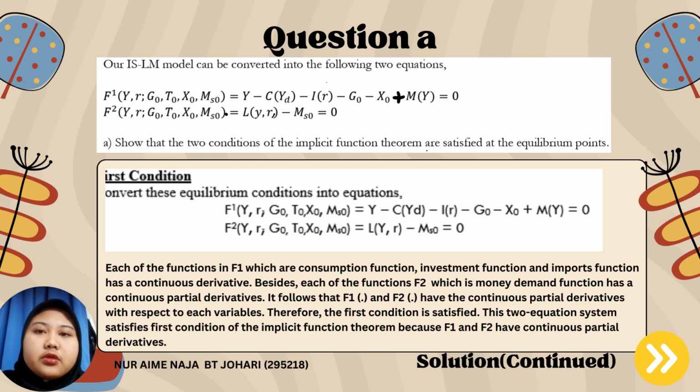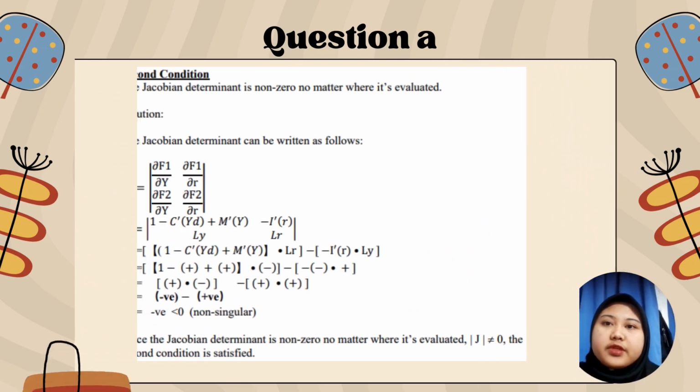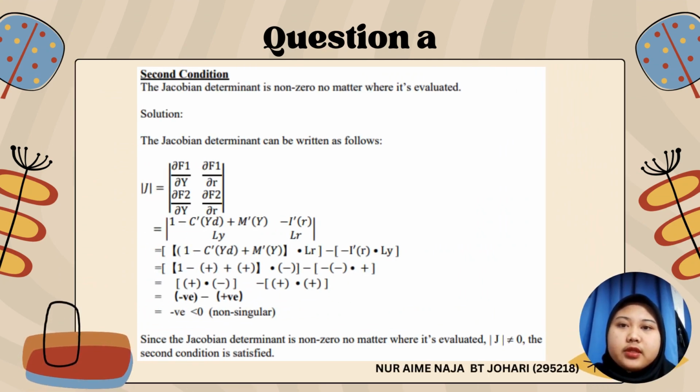Besides, each of the functions in f2, which is the money demand function, has a continuous partial derivative. Hence, we can conclude that f2 also has a continuous partial derivative with respect to each variable. It follows that f1 and f2 have continuous partial derivatives with respect to each variable. Therefore, the first condition is satisfied. These two equation systems satisfy the first condition of the implicit function theorem because f1 and f2 have continuous partial derivatives.